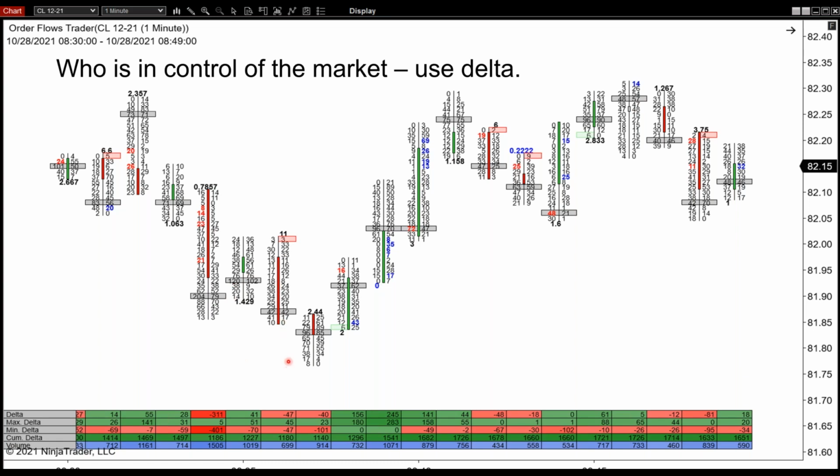Here's a red bar with negative delta. I thought there was one here. Here's a red bar with negative delta. And Mike, you just said, delta is going to tell me who's in control of the market.